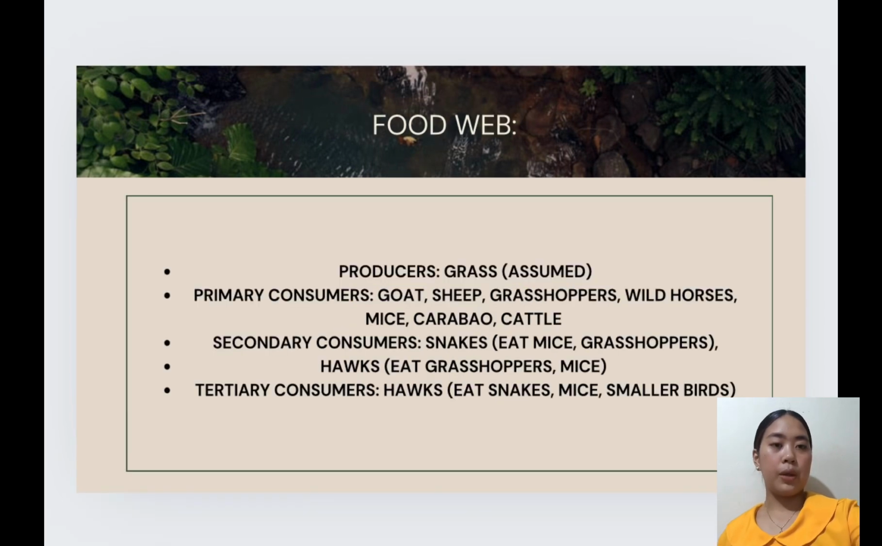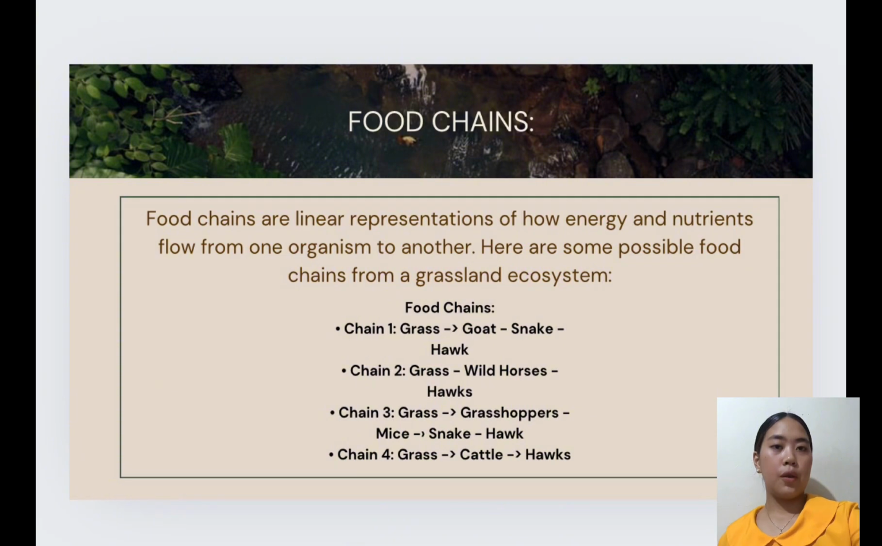Food chain, food web, and pyramid of numbers. First is food chain. A food chain is a linear representation of how energy and nutrients flow from one organism to another. Ang food chain daw po ay isang matuwid na representasyon kung paano dumadaloy ang energy at sustansya mula sa isang organism patungo sa iba. Example po nito ay chain 1, grass, goat, snake, and hawk. Chain 2 naman po, grass, wild horses, and hawks. Chain 3 naman po, grass, grasshoppers, mice, snake, and hawk. And chain 4 naman po, grass, cattle, and hawks.